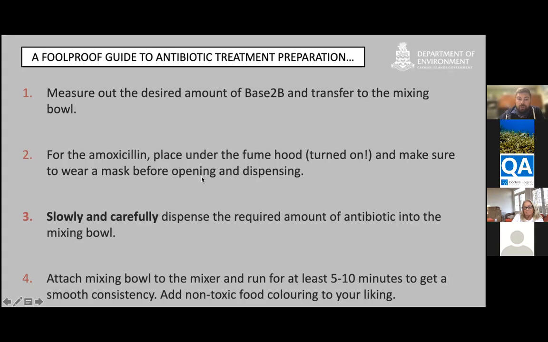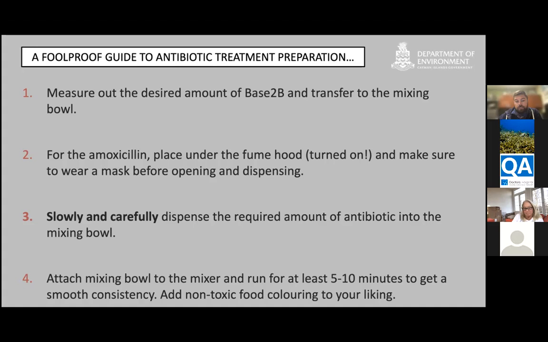You're going to do this for your amoxicillin as well, but you're going to make sure you are working under the fume hood for step 2 with the amoxicillin, because sometimes it's quite puffy and it can go all over the place and you don't want to be breathing that in. But just before you do this, just make sure you're wearing a mask before opening it or dispensing it.